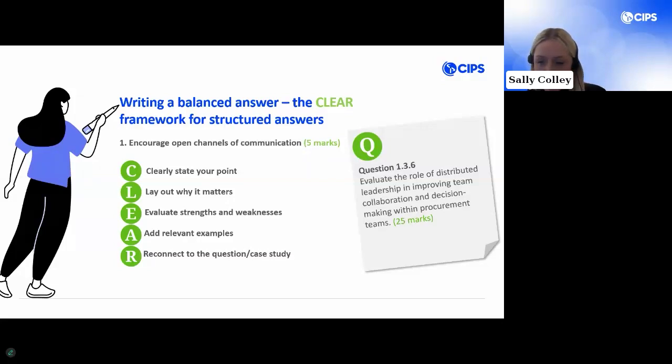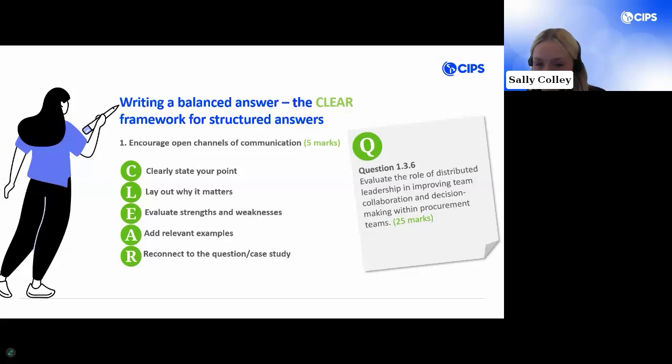L, lay out why it matters. For instance, this empowerment motivates participation and innovation, while shared leadership responsibilities naturally enhance communication across functions, breaking down silos. Effective dialogue between team members ensures that key insights are not overlooked. And E, evaluate the strengths and weaknesses. However, effective distributed leadership depends on clear communication, which can be challenging to maintain. Miscommunication or poor coordination can reduce its effectiveness, creating delays or misaligned priorities.